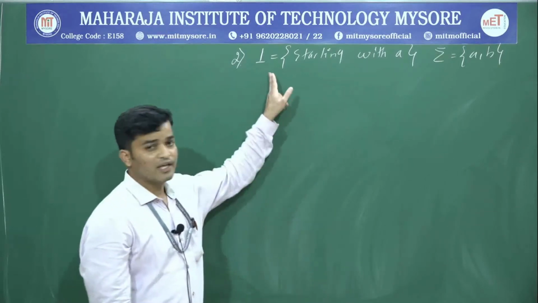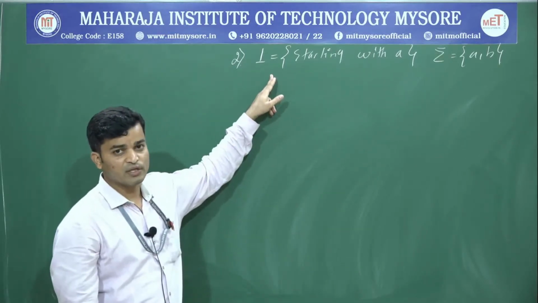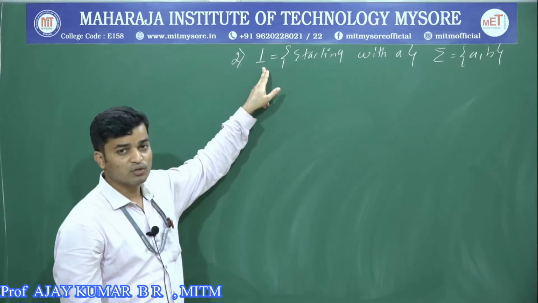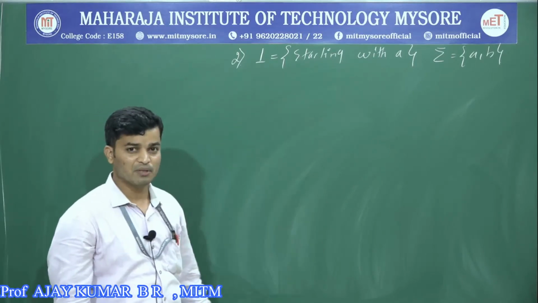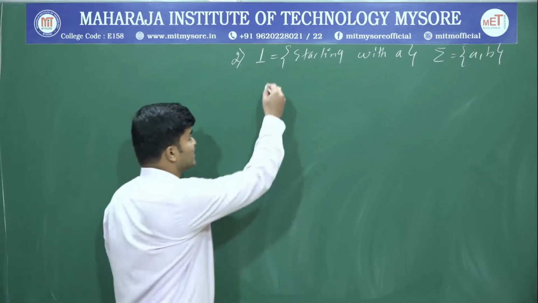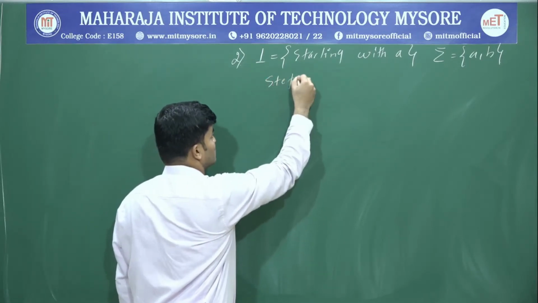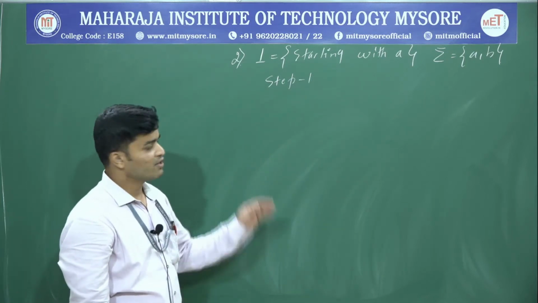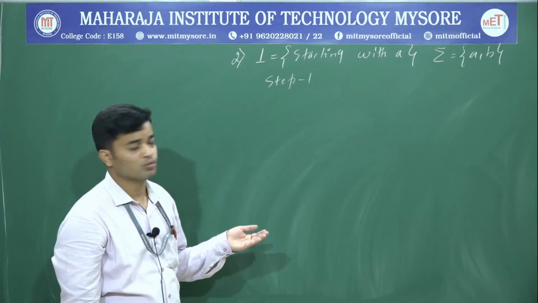Yeah, okay, I'll continue with the next problem in conversion of NFA to DFA. The language I've taken is strings starting with A, and sigma is A comma B. Okay, what's the first step? Step number 1 is constructing the NFA.